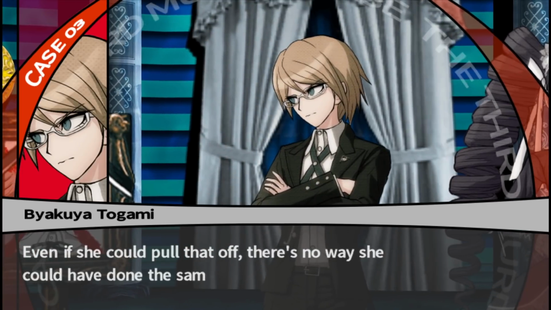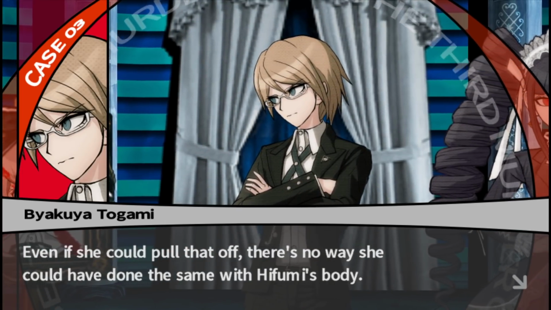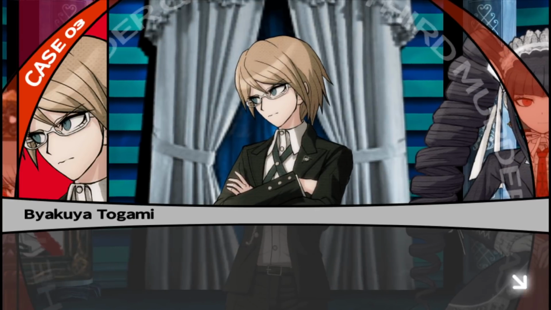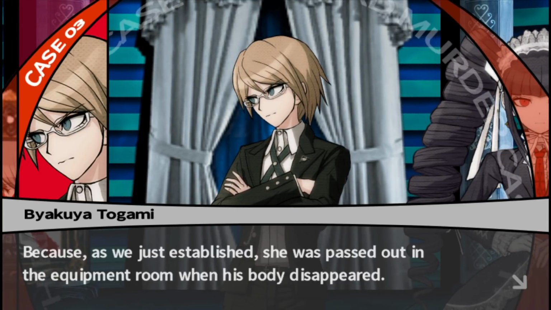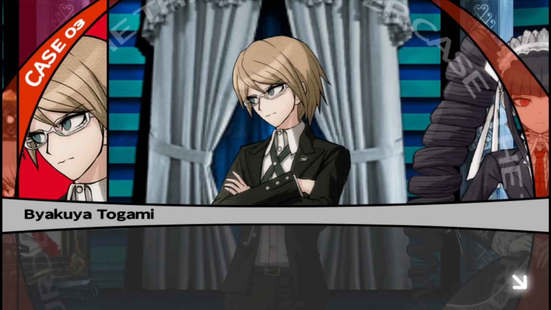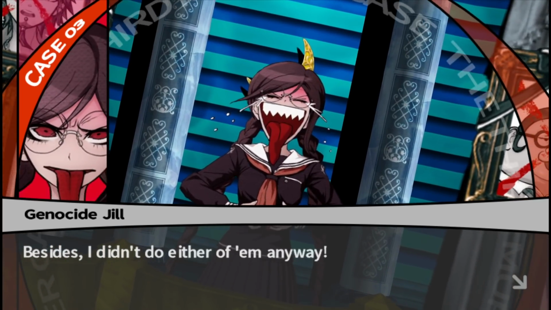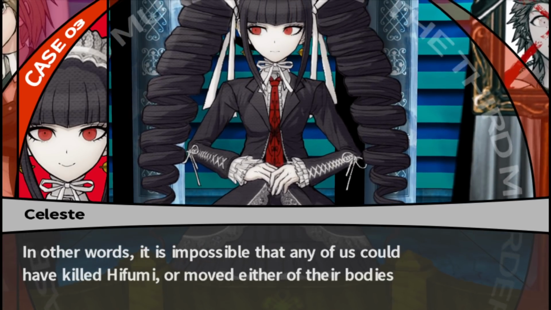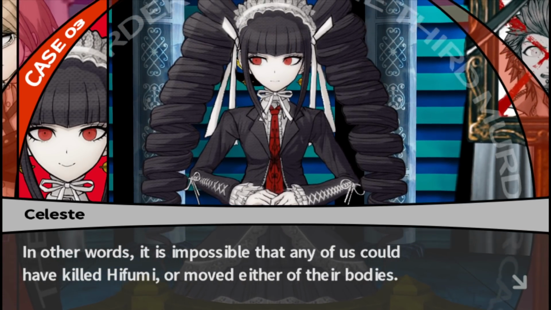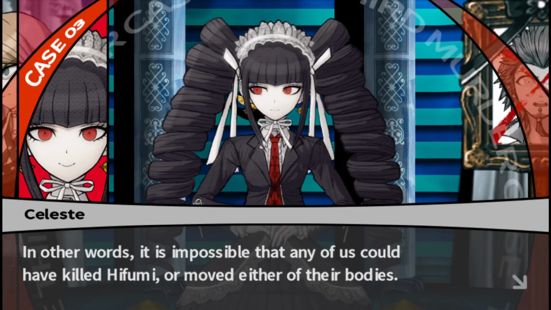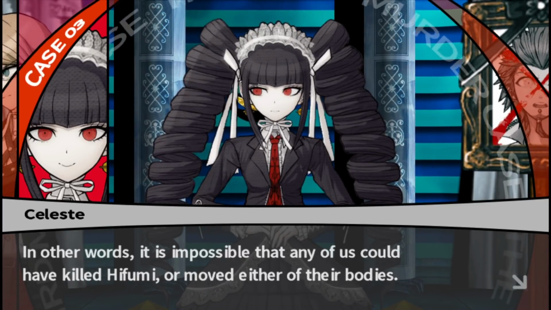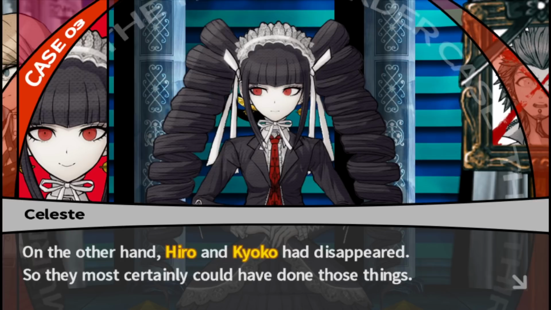Even if she could pull that off, there's no way she could have done the same with Hifumi's body. Because, as we just established, she was passed out in the equipment room when his body disappeared. Besides, I didn't do either of them anyway. In other words, it is impossible that any of us could have killed Hifumi or moved either of their bodies. Assuming they died in there, which Hiro and Kyoko had disappeared. So they most certainly could have done those things.